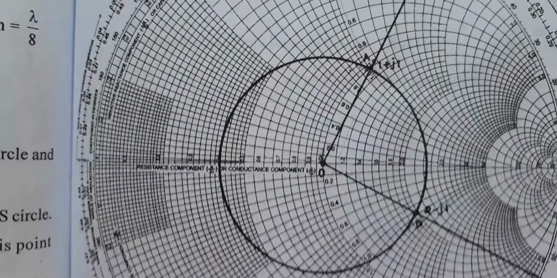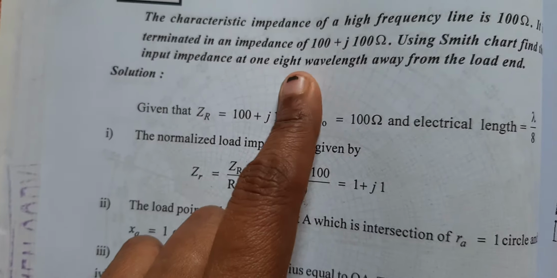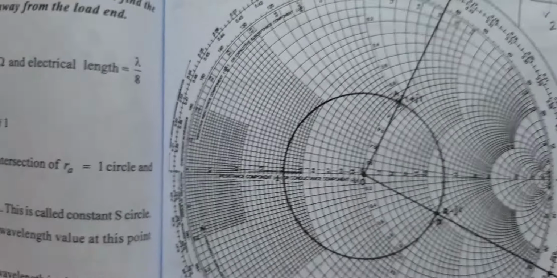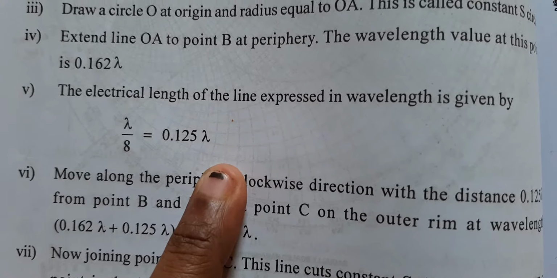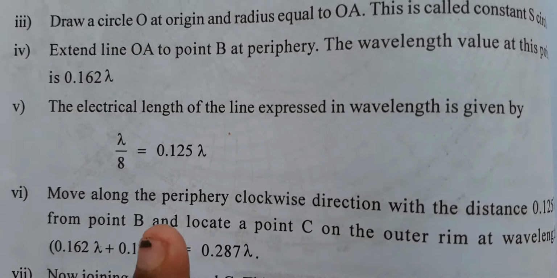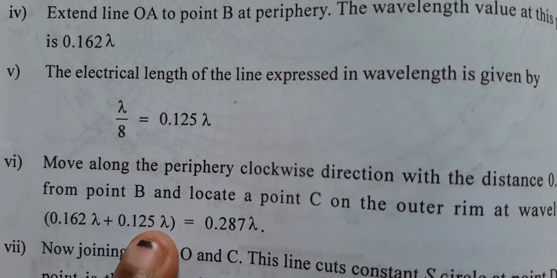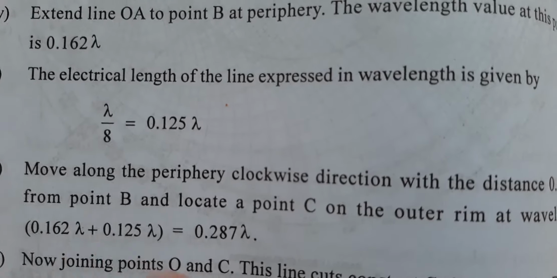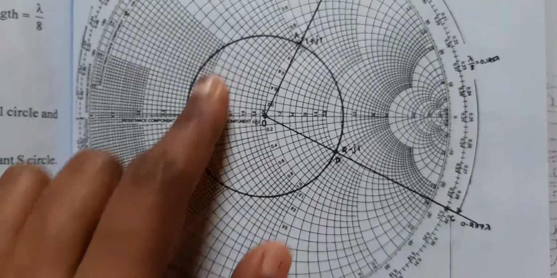Now in the question they have given that the input impedance is at 1/8 wavelength away from the load. So 1/8 wavelength means lambda by 8. What is lambda by 8 value? 0.125 lambda. So what did we get there? 0.162 lambda. You want to add the 1/8 wavelength value, that is 0.125 lambda. When we add, what do we get? 0.287 lambda. So you want to mark this 0.287 lambda in the Smith chart.